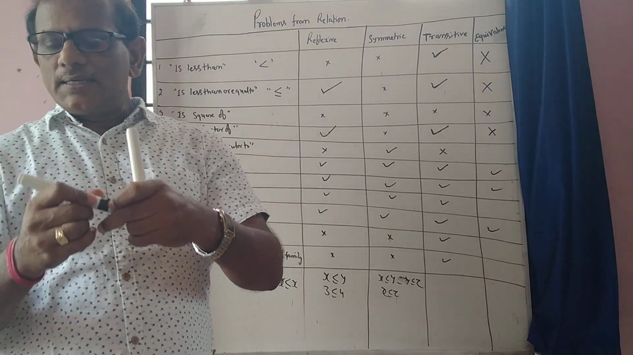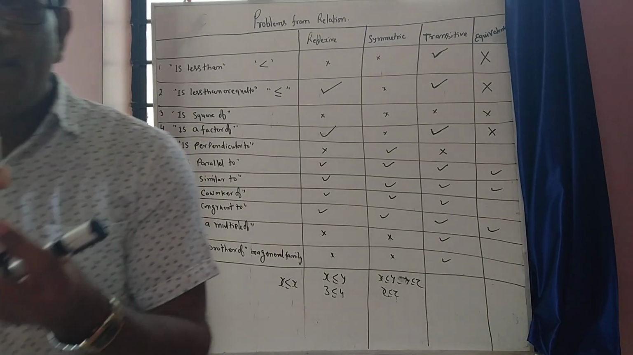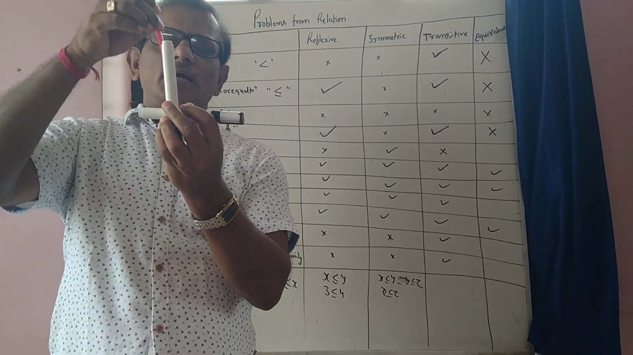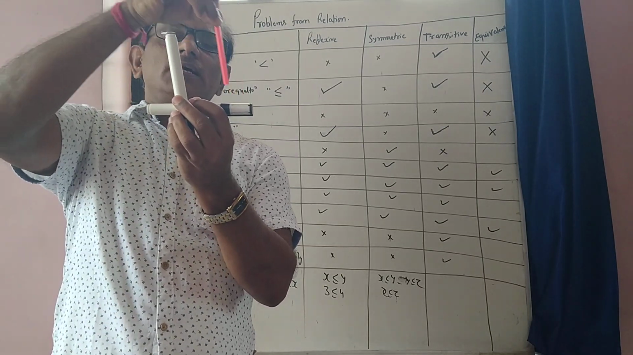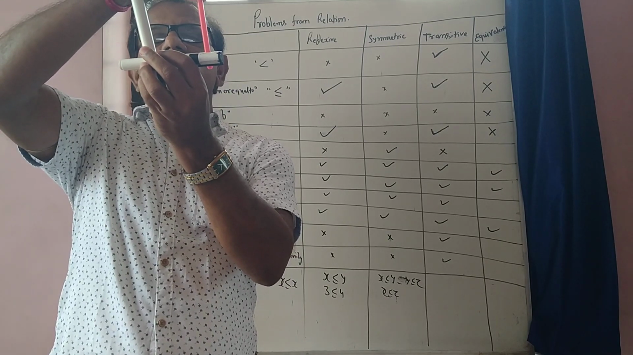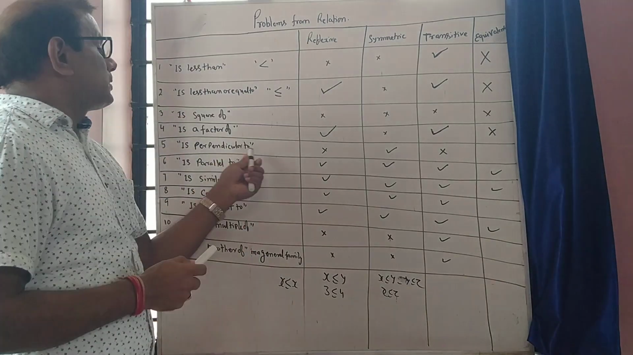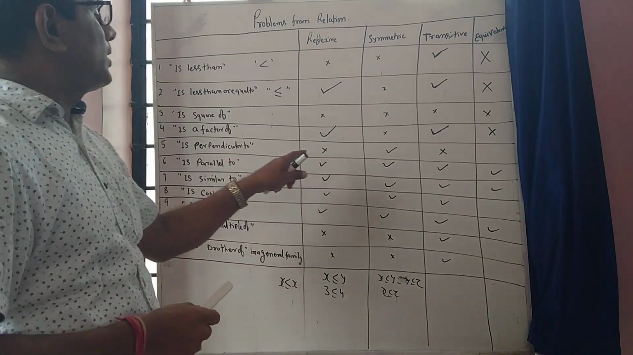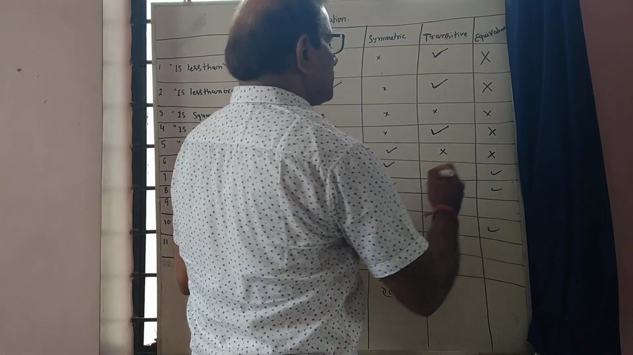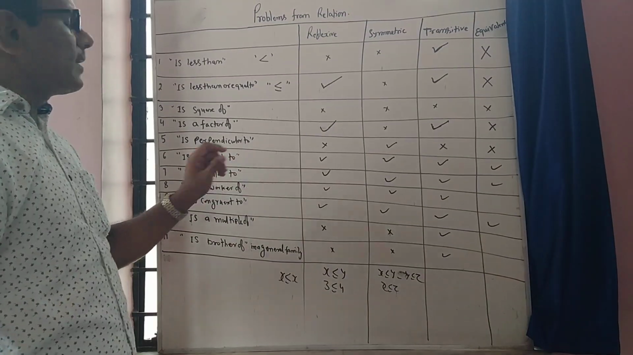There are 3 lines taken. L is perpendicular to M, and M is perpendicular to N. Then L and N are not perpendicular to each other. They are parallel to each other. So the perpendicular to relation is not a transitive relation. So perpendicular to is only symmetric, not reflexive and not transitive, so it is not an equivalence relation. Coming to the parallel to relation.